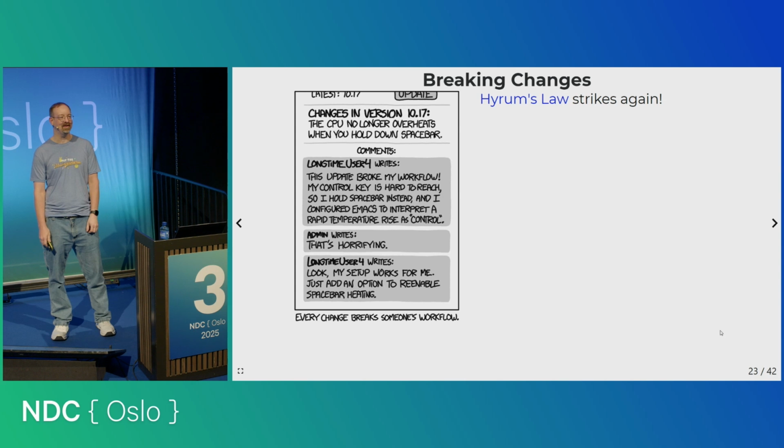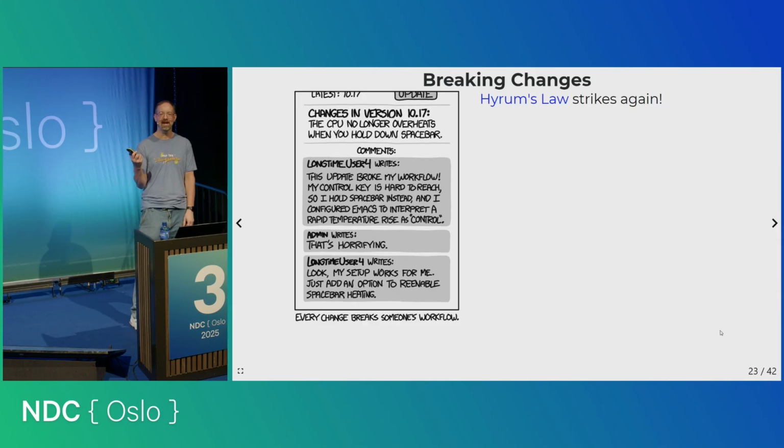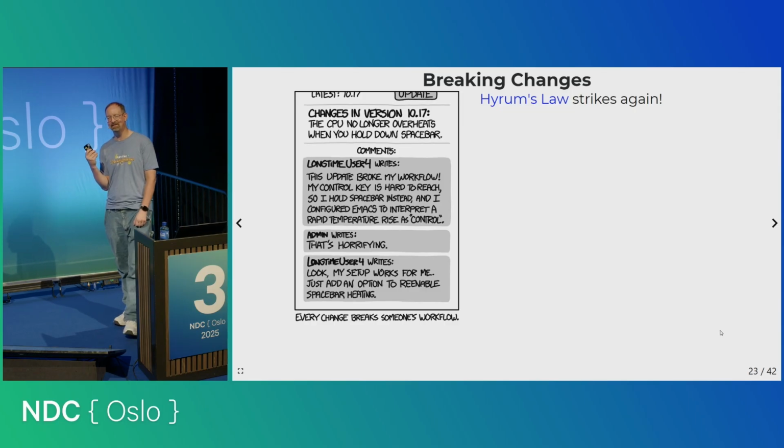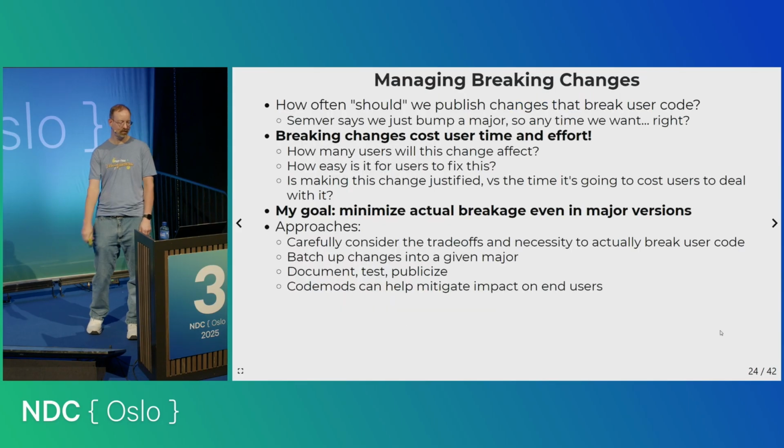Again, there's an XKCD for everything. Hyrum's law in action, the classic XKCD where they fixed the spacebar overheating the CPU and someone complains that was a key part of their workflow. Everything can be a breaking change to somebody somewhere. So what that means is that, frankly, versioning can be kind of arbitrary at times.